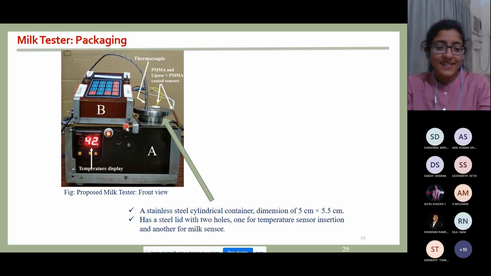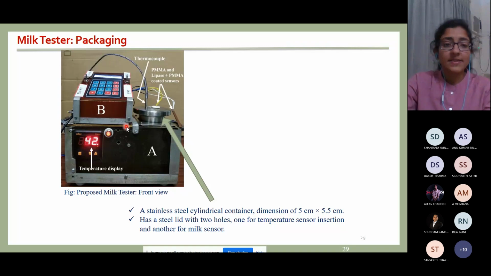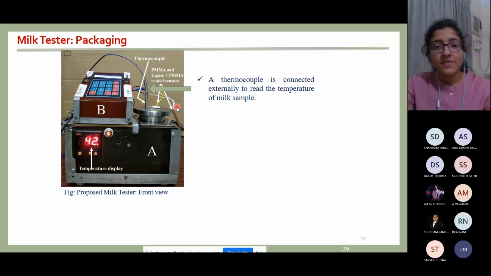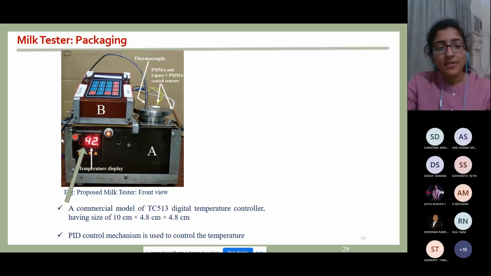So this is a stainless steel cylindrical container, and it has a steel lid. What we have seen is that it has one thermocouple for temperature sensing, because we need to keep this milk at that temperature, and then two sensors are there. One is a fat sensor, another one is an adulteration detecting sensor. The thermocouple is used for milk temperature, and then we have one controller.